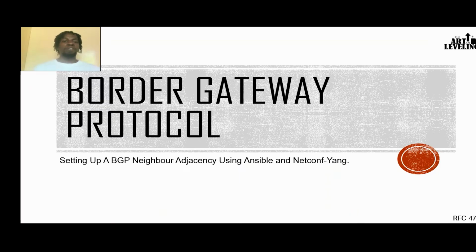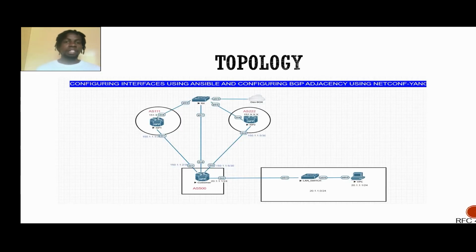Okay, so today we'll be configuring BGP neighbour adjacency using Ansible and Netconf-Yang. So basically we're going to use Ansible to configure the interface configuration, and then we're going to use Netconf to configure the BGP adjacency and the BGP routing process. So basically this is the topology. So we got 3 IOS XE routers that we want to configure.